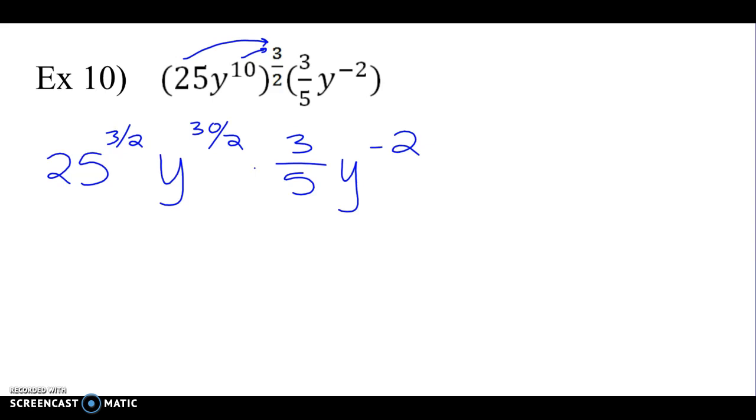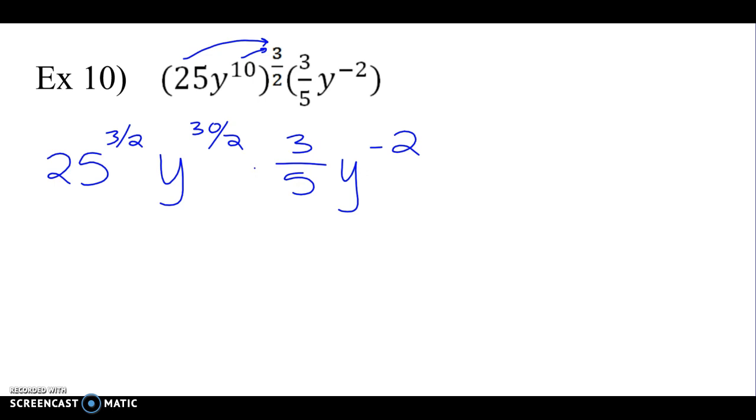How did I get 30 halves there? Because 10 times... Yeah, that's a power raised to another power, which means we multiply. So 10 times 3/2 is 30 halves, okay? So that's my first step. Try if you can stay ahead of me. So if you were off track, get back on track and try and do the next step on your own.